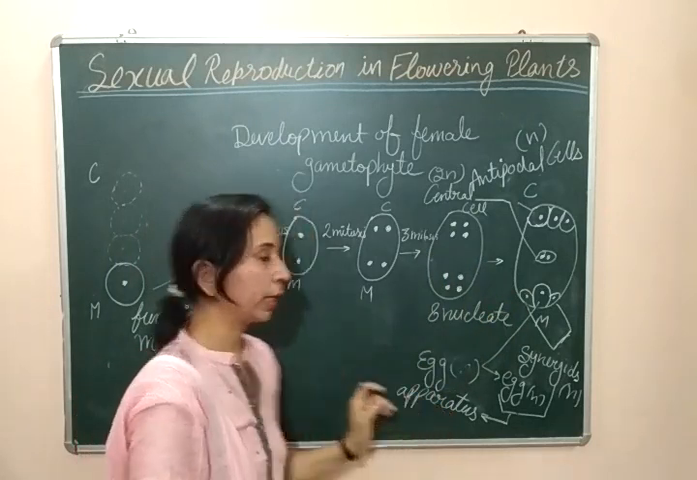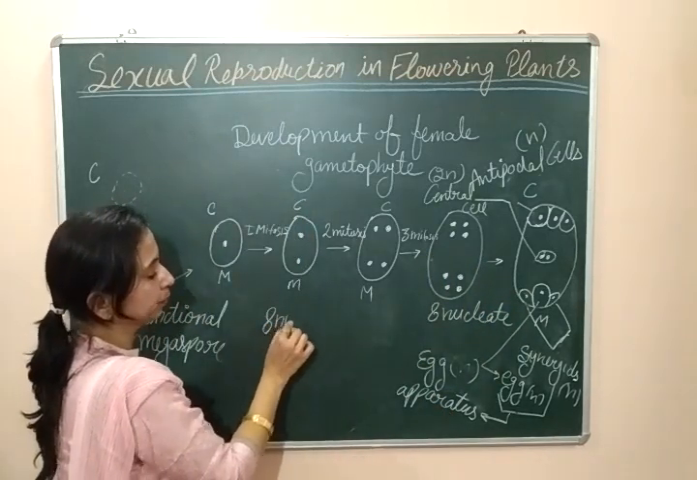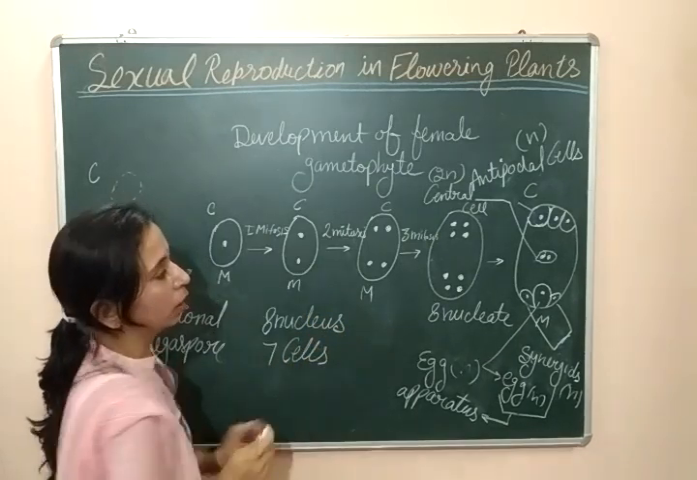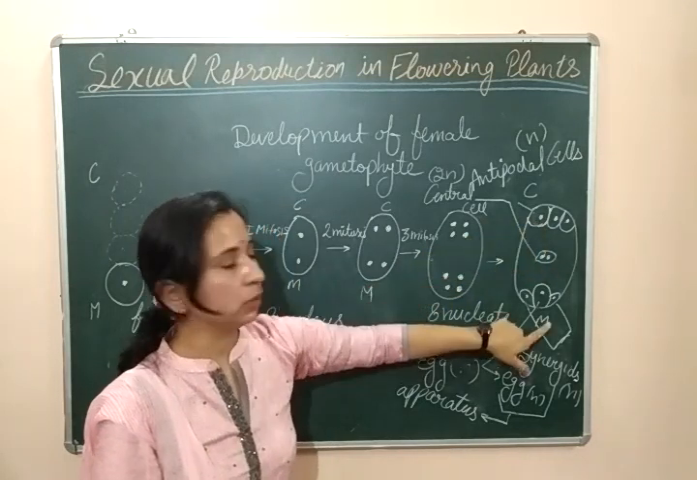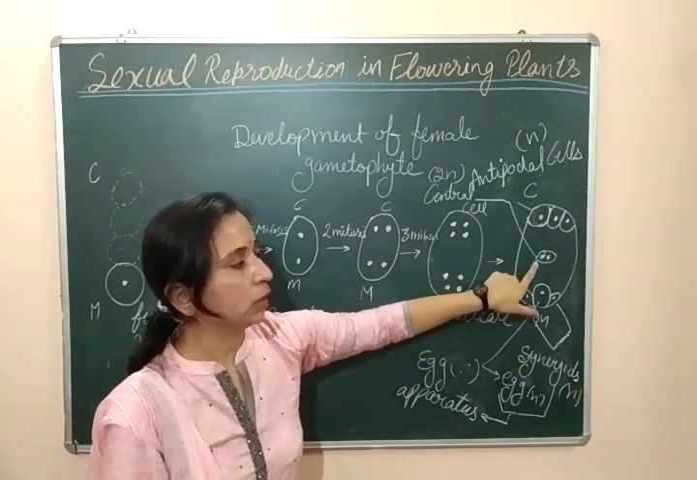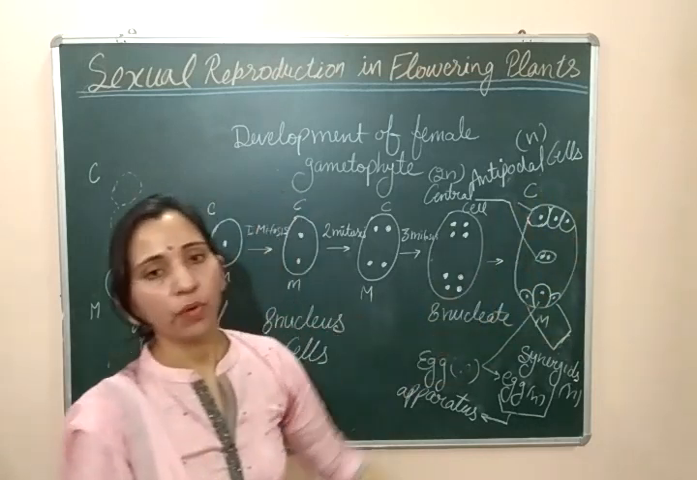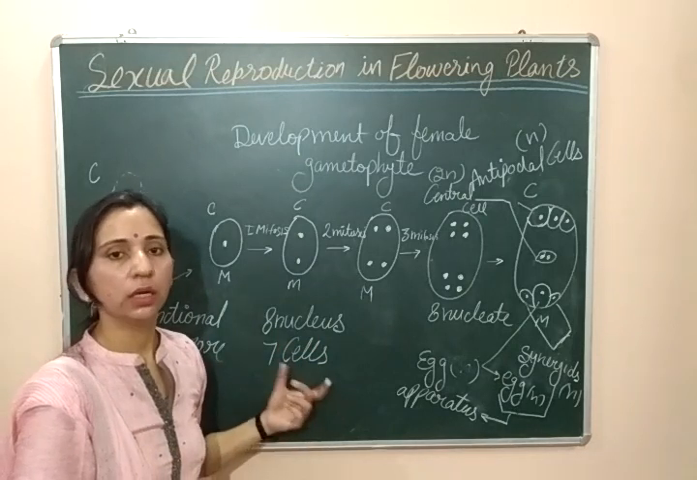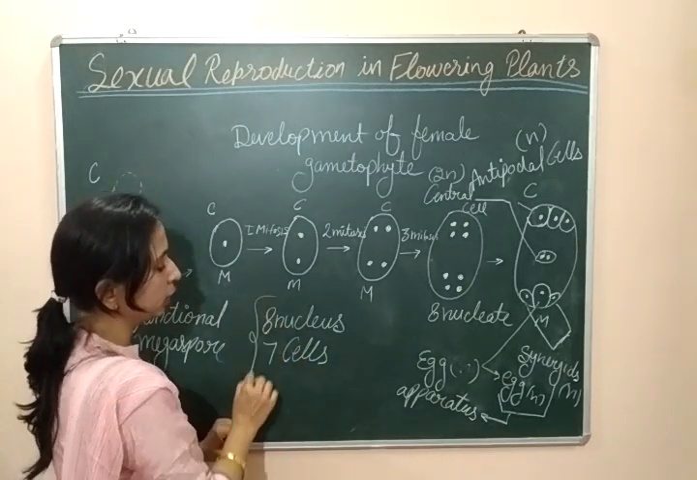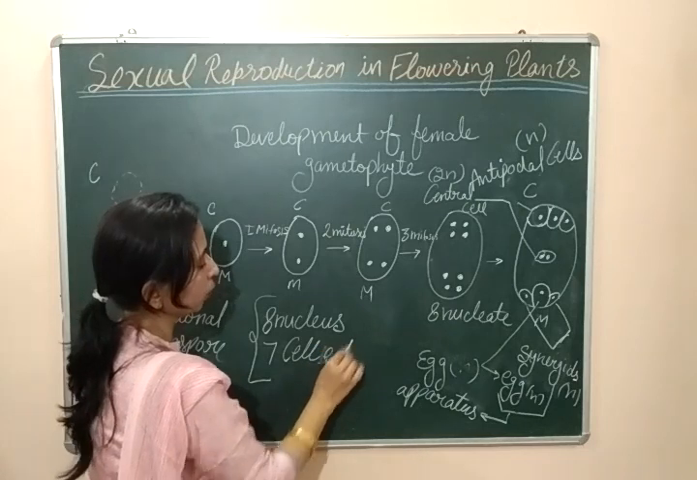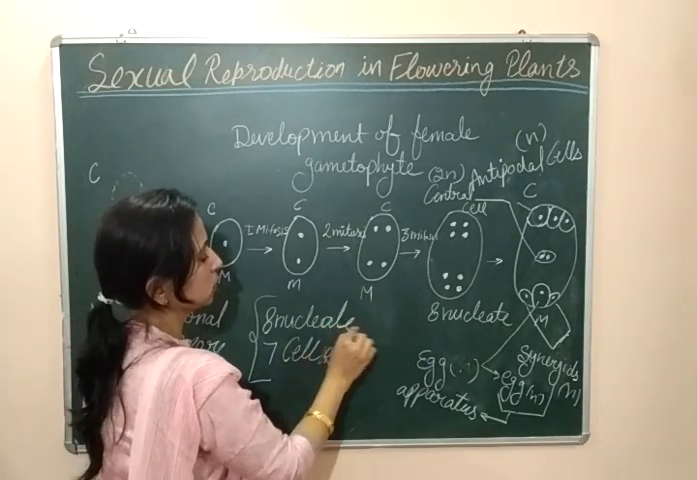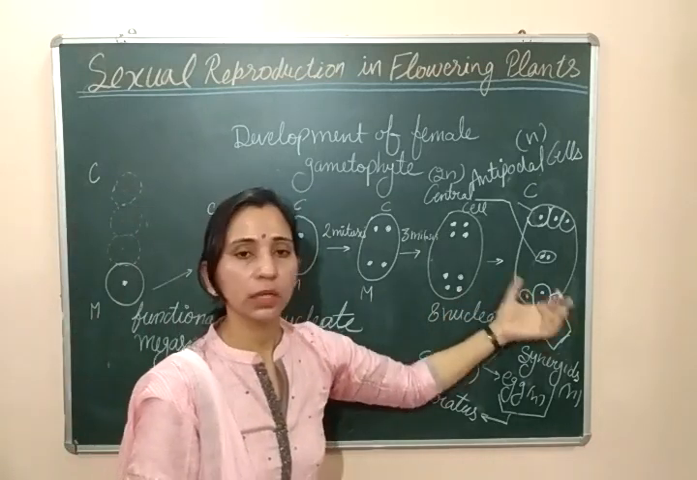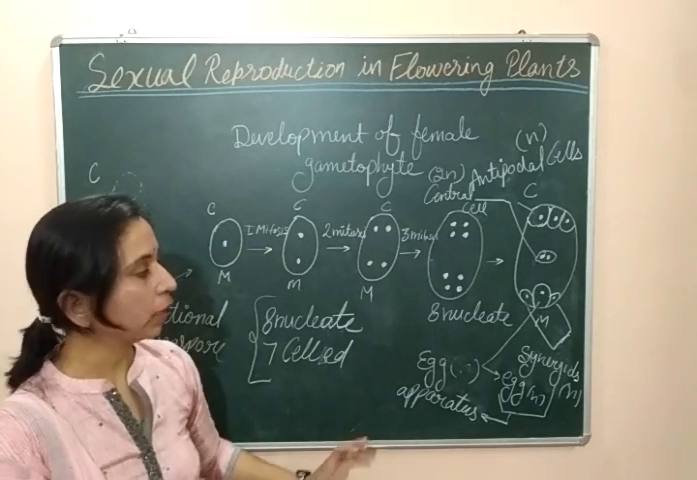In this way, the embryo sac is formed in such a way that we find 8 nucleus and 7 cells: 3 cells towards the chalazal end, 3 cells towards the micropylar end, and 1 cell present in the center. This type of arrangement of embryo sac is known as 8 nucleated, 7 celled embryo sac. This is the characteristic feature of the angiospermic embryo sac.